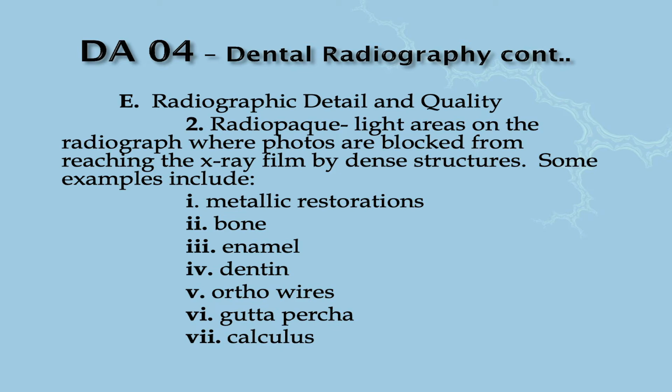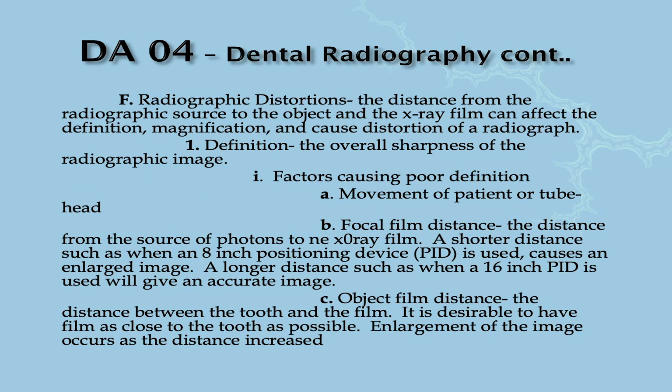So such things that might be radio-opaque would be metallic restorations, bone, enamel, dentin, ortho wires or wires from braces, gutta percha, which you'll learn in root canals, and calculus or buildup of plaque on teeth can also look radio-opaque. So radiographic distortions can occur when the distance from the radiographic source to the object in the film X-ray can affect the definition or the magnification and cause distortion of that X-ray.